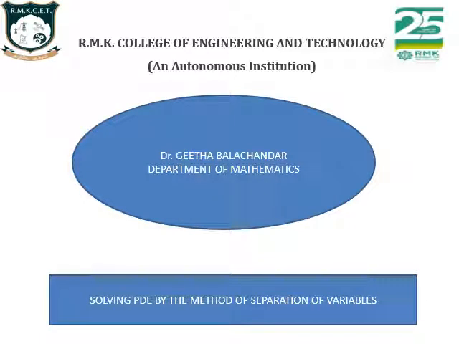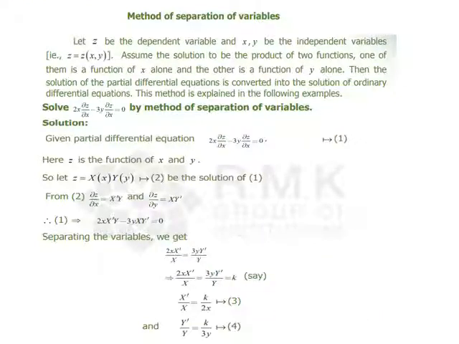In this presentation today, we will discuss how to solve a partial differential equation by the method of separation of variables. Let us assume that Z is the dependent variable and X and Y are the independent variables, and we are going to assume the solution to be the product of two functions. One will be a function of X alone and the other will be a function of Y alone.